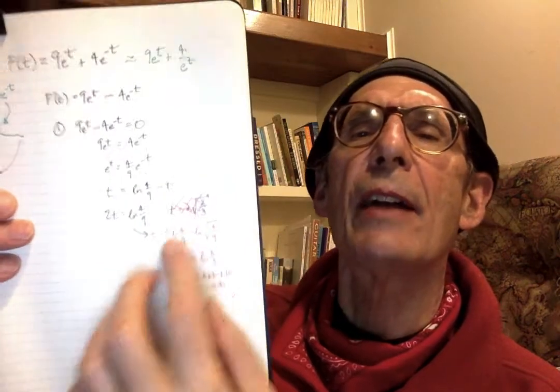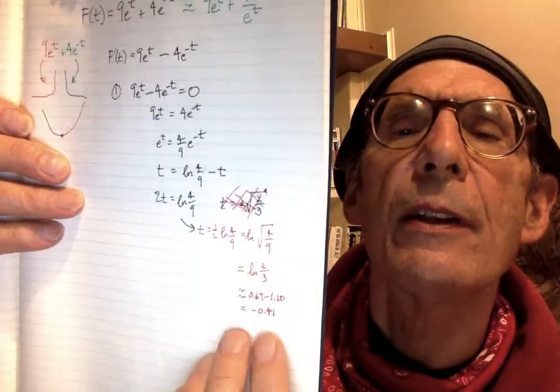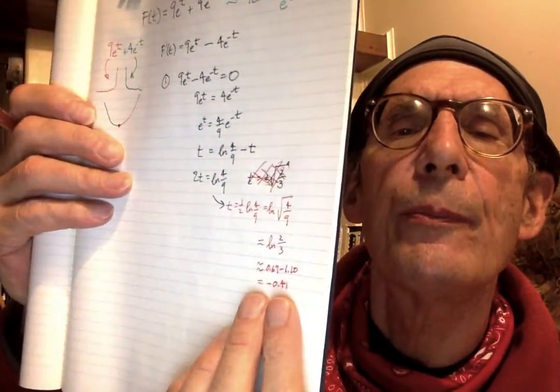Now, you can only take natural logs of positive numbers, because what you're taking the natural log of is a value of e to the t, and you're trying to find the exponent. So there is only one relevant square root here, and that's the natural log of 2/3, which is approximately 0.69 minus 1.10. It's worth knowing natural log of 2 and natural log of 3. So this is approximately minus 0.41. So there's the critical point. The exact value is the natural log of 2/3, and there's an approximate value. So there you can read it.